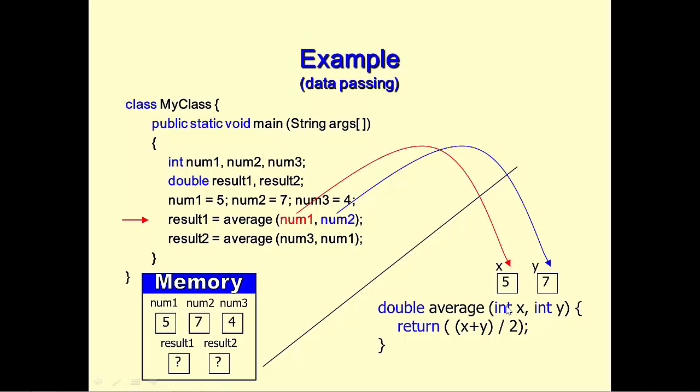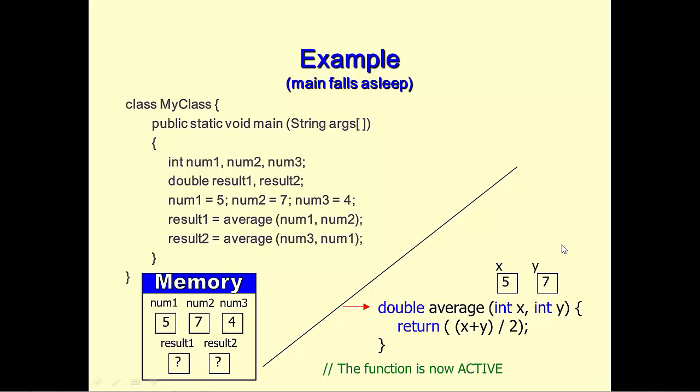That's not the way that it works. When I have it as x and y, that means that I can pass anything over here, and I can reuse this function regardless of what the variable names are called over here. So again, just to summarize what I said, the 5 from num1 gets copied into x. The 7 from num2 gets copied here into y. Then what happens? Well, main falls asleep. Main is no longer active at all, and this function is now running.